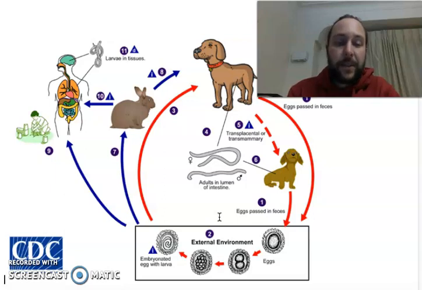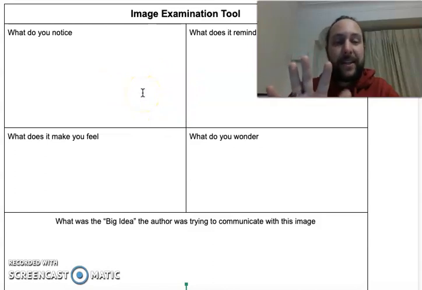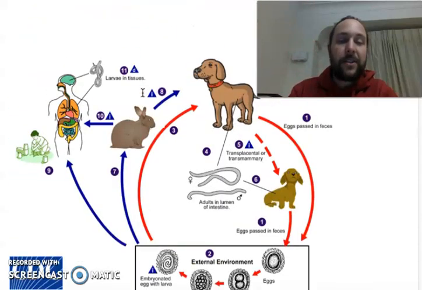As you think about it and look at it, you're going to go through this image examination tool and fill in some of these spaces. You'll notice that there's more text describing what should go in each spot, but the main idea is you're going to write down what you notice. I need at least 5 things. And actually, this is probably the most important place to start in the image.